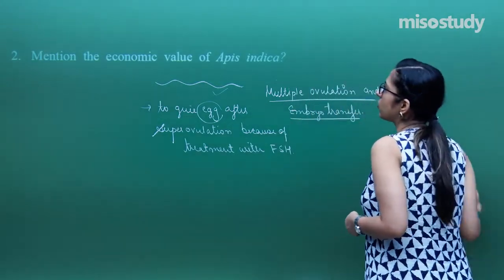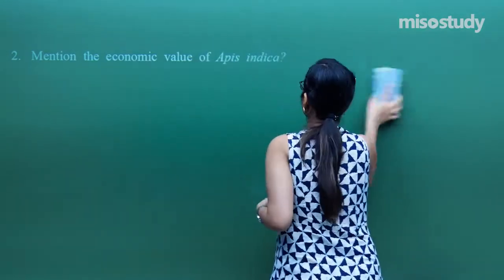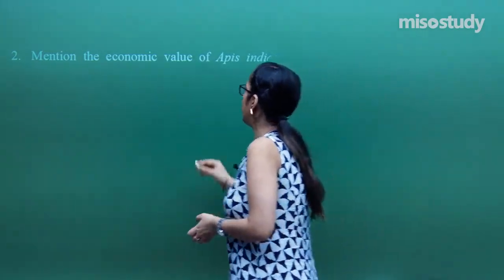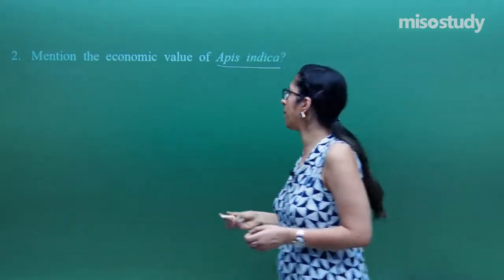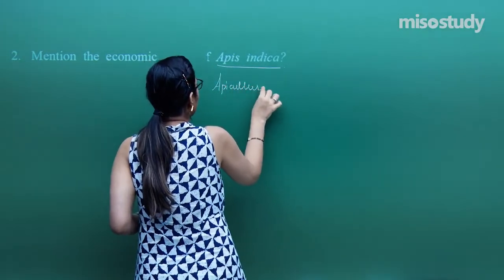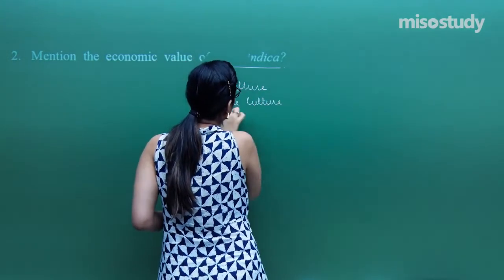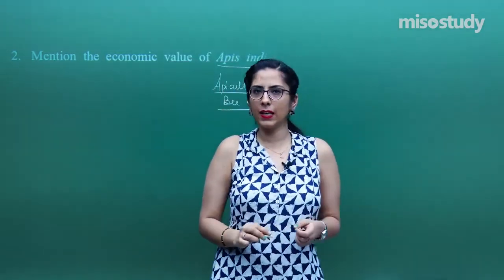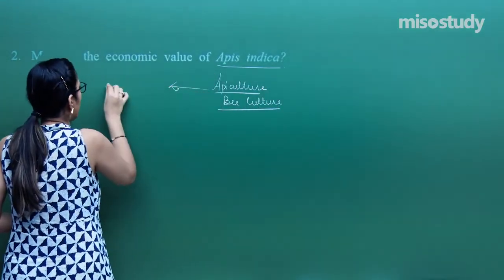Now once again the next question is of 1 mark. Mention the economic value of Apis indica. In the sessions we have discussed apiculture. Apiculture is also called bee culture. Why is bee culturing done, and mainly of Apis indica? This is done for 2 things. The first one is for honey.